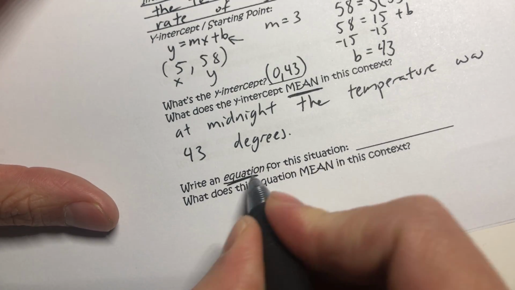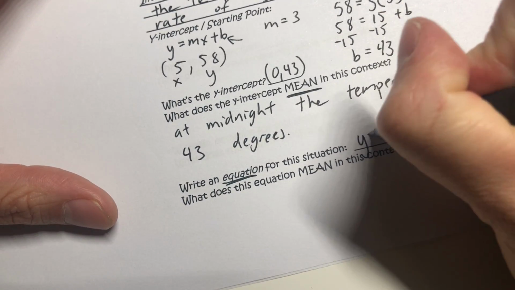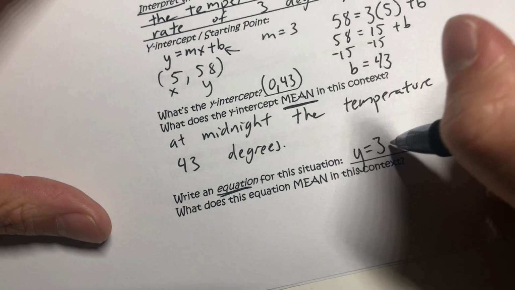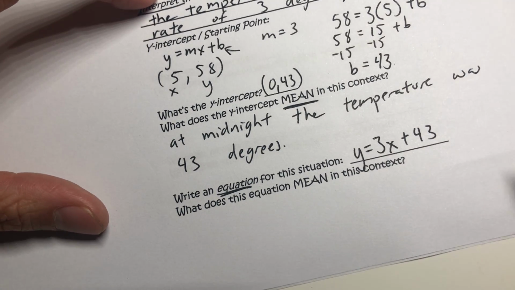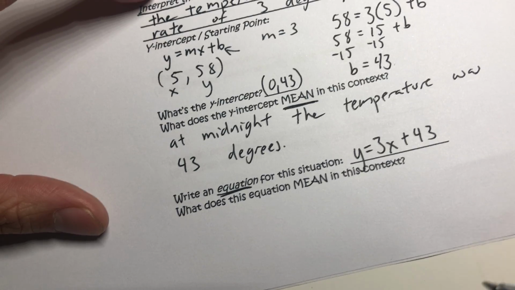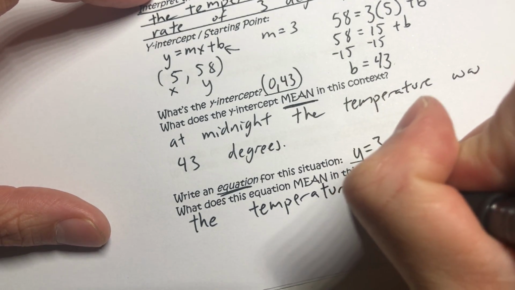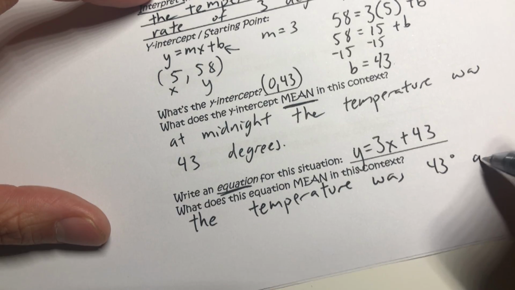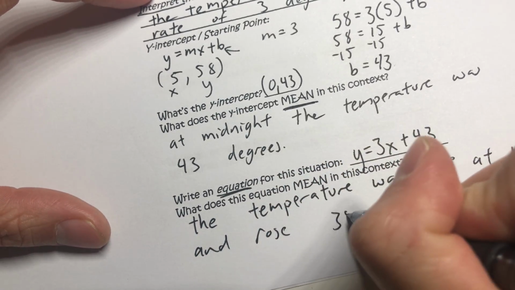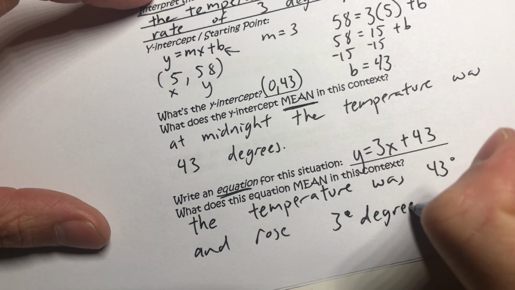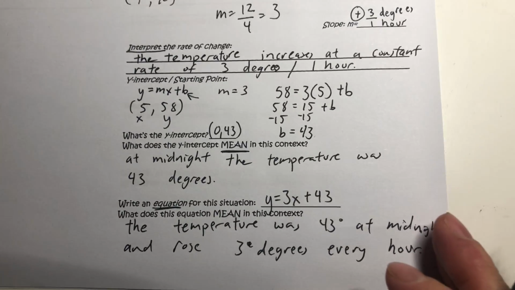Write an equation, probably in y equals mx plus b form, slope-intercept form, for this situation. So y is equal to m, and the m I found here was 3, x plus b. The b I found was 43. Right? What does this equation mean in this context? It means that the temperature was 43 degrees at midnight and rose 3 degrees every hour.